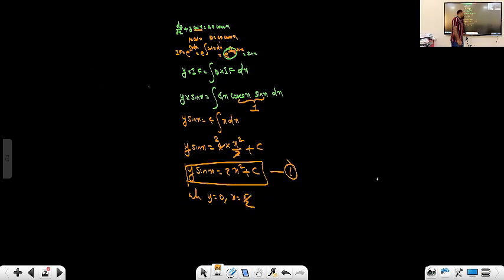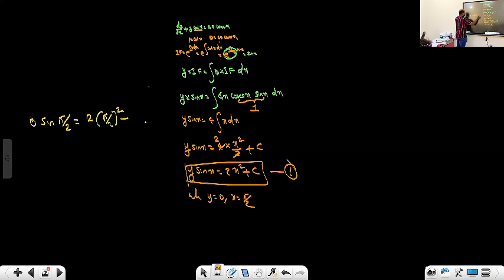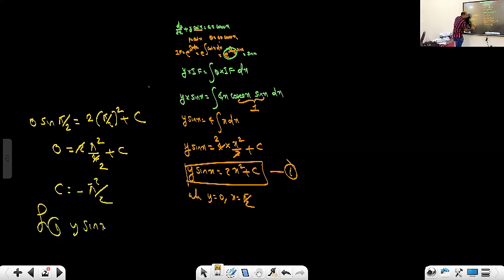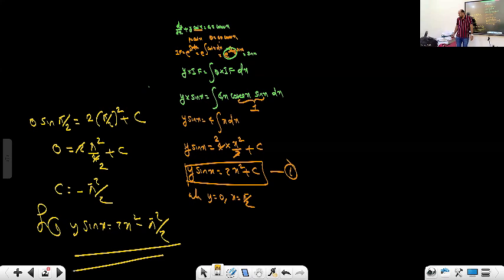Now substitute. Y is 0. 0 into sin pi by 2 equals 2x square, 2 into pi by 2 square plus c. This is 0, 2 into pi square by 4 plus c. Am I right? 2 cancelled. What is c? Minus pi square by 2. From 1, y sin x equals 2x square minus pi square by 2. C replaced, this is the required particular solution.